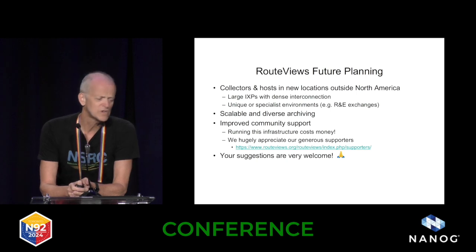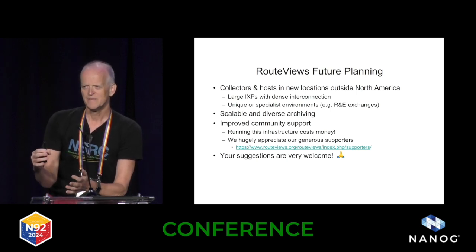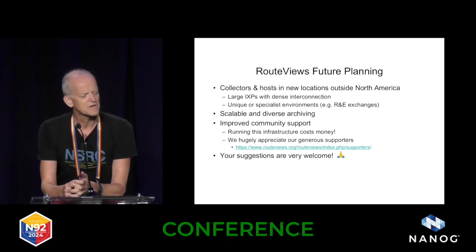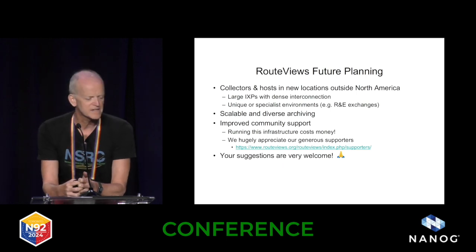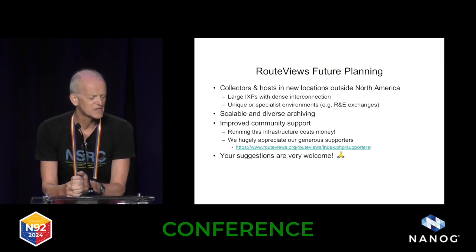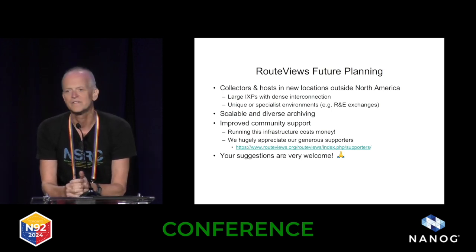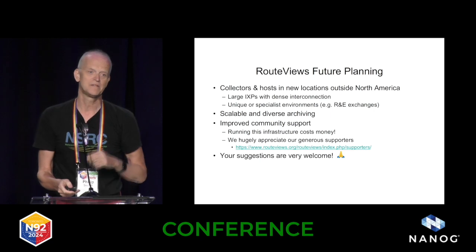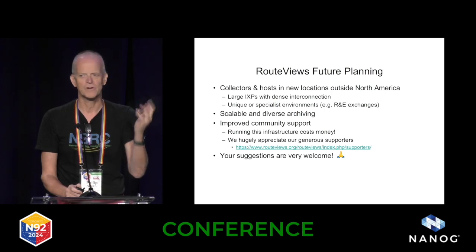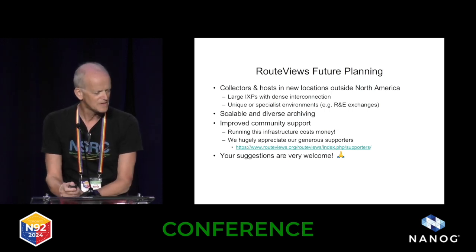Future planning: more collectors, more hosts, but trying to be a bit strategic about it. Unique or specialist environments is what I've called it there. Large exchange points, dense interconnection. Improve community support as well. This is a community project. It's not commercial, and so we need funding support. NSF has been helpful, and a lot of our sponsors noted on the link there are very, very supportive as well. But as we go to more locations, we need to be able to fund this somehow. So please give us ideas. The team has always been wandering around here, so please let us know.